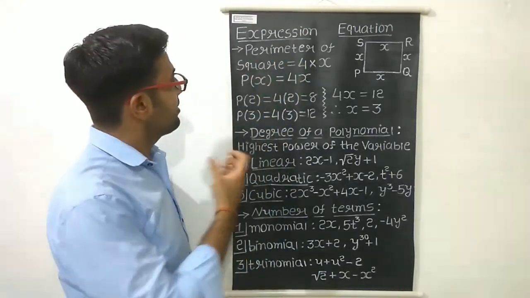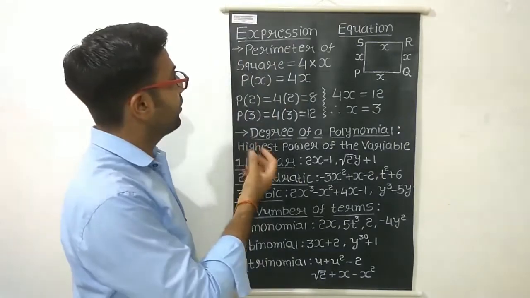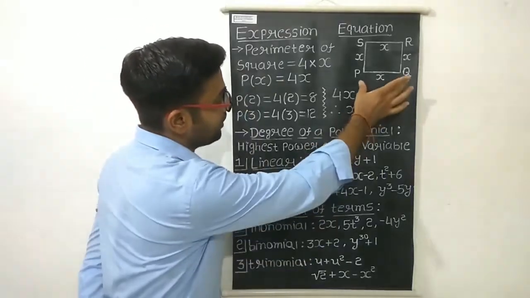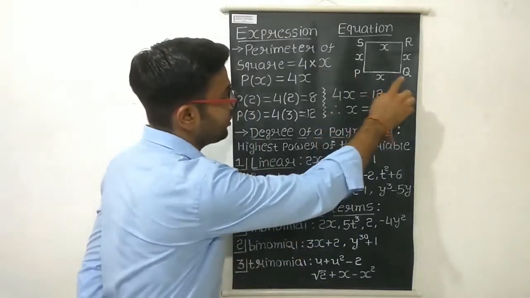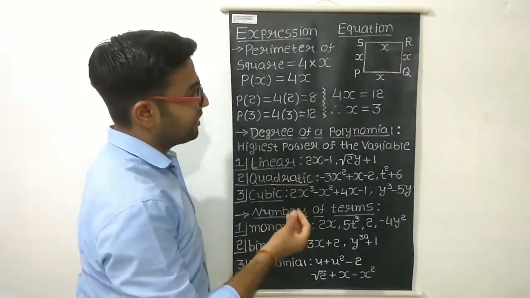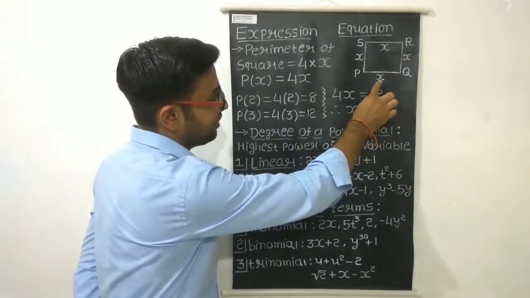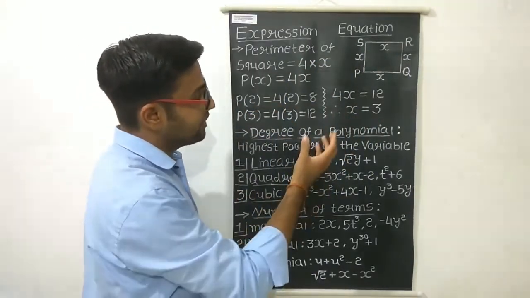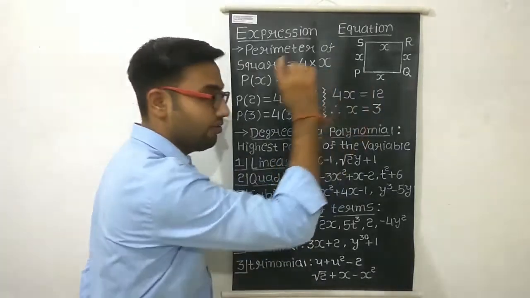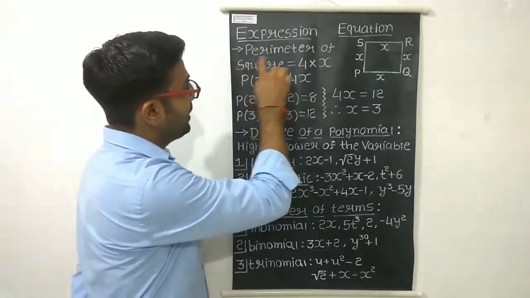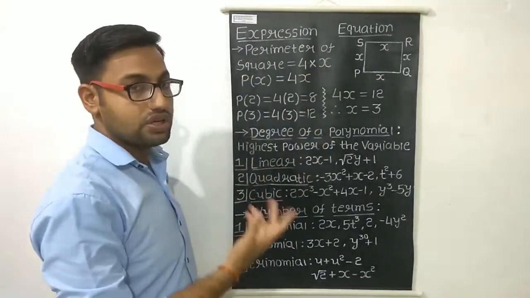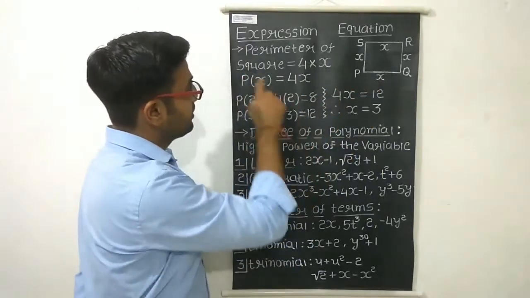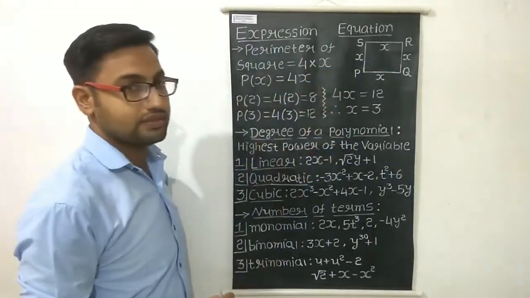Let's take an example and understand how to express something. So let's consider a square PQRS, and let's take its sides as a variable x. So all sides must be x. Here we are not fixing the value of this side. That is why we have taken a variable. Okay. So now, the perimeter of the square. What is the perimeter of the square? 4 multiplied by side. And here the side is x. That is why the perimeter is 4x.